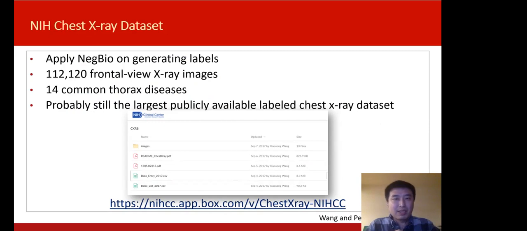We also applied our tool NegBio on the NIH ChestX-ray8 dataset to generate labels. This NIH dataset consists of more than 100,000 frontal view X-ray images with 14 common lung diseases annotated by the rule-based system. We released this large-scale label dataset in 2017 with the hope that academic or research institutions across the country will be able to teach a computer to read and process X-rays.